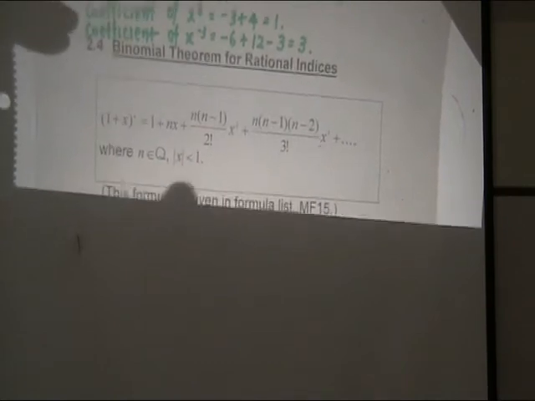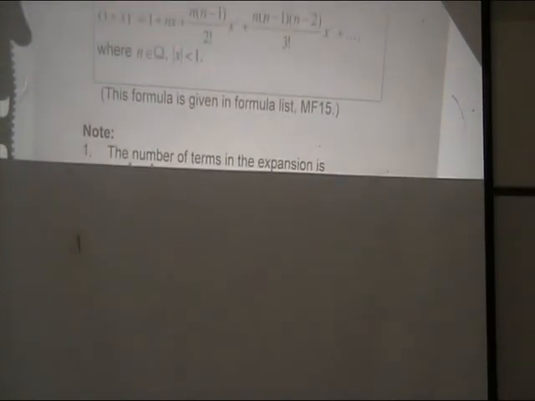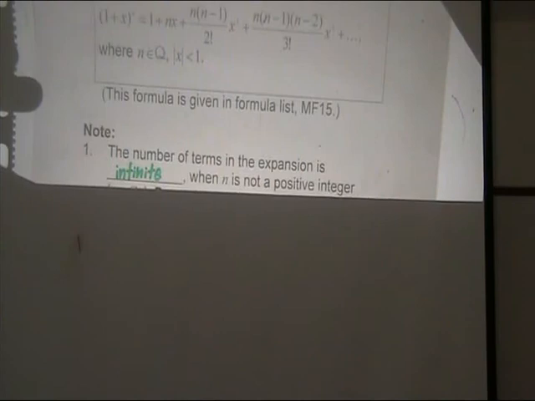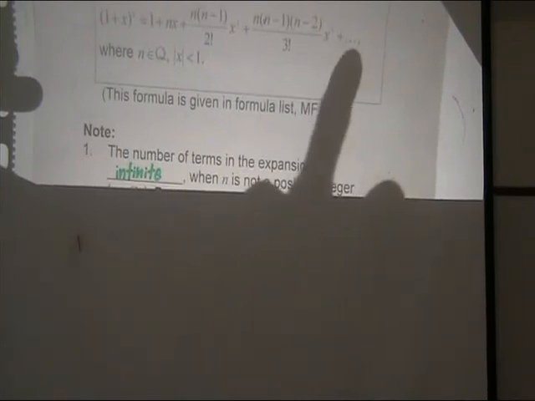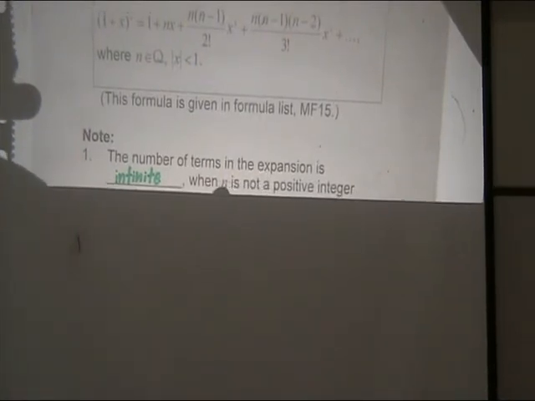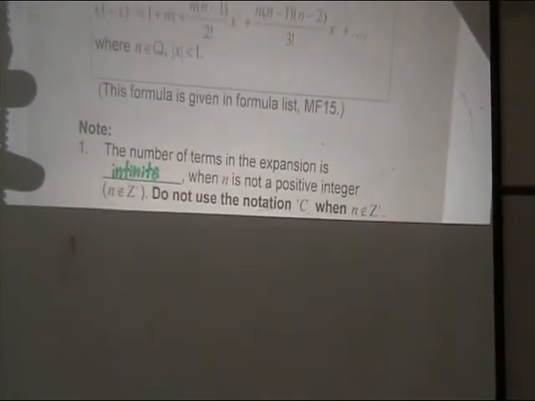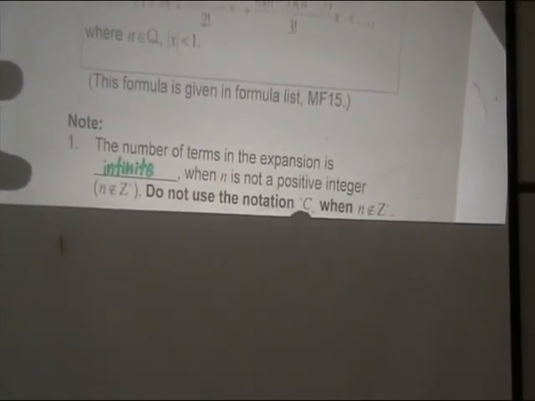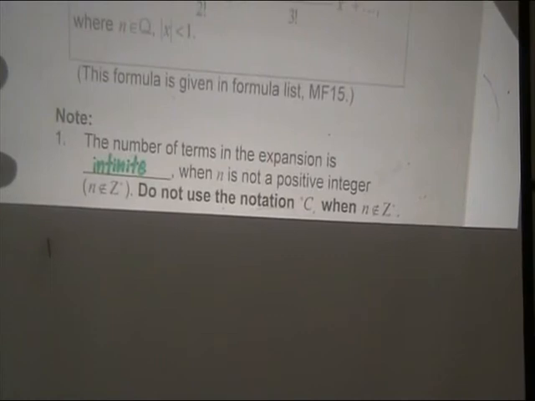But for the time being, a few points to take note. The number of terms in this expansion is infinite, as you can see from the ellipsis here, the dot dot dot. It goes on forever. And note that in this case, when n is not a positive integer, we do not use the notation n choose r. We only use this notation when n is a positive integer. When n is not a positive integer, we use a bracket notation that you have seen earlier.